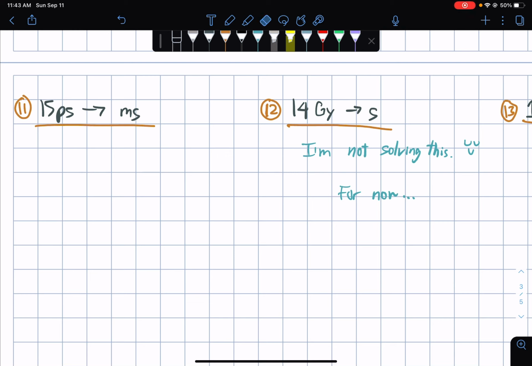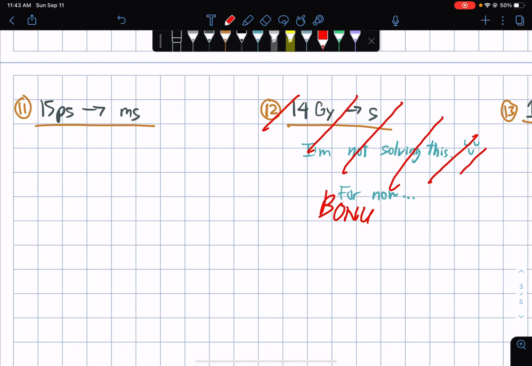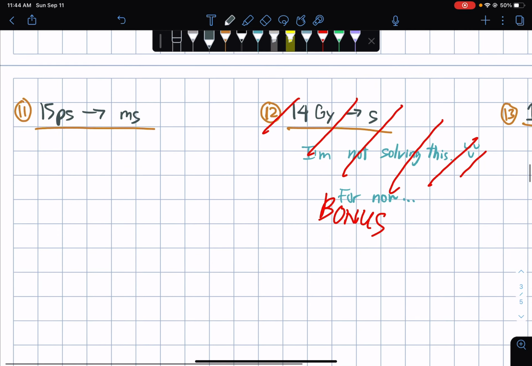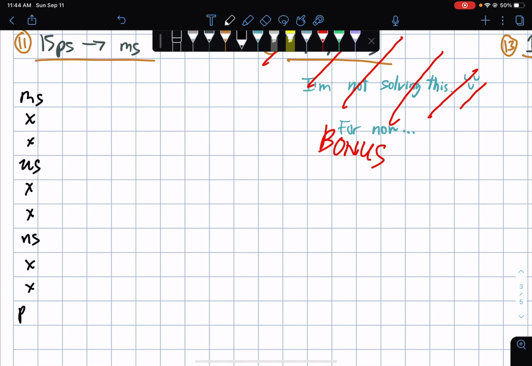So, this is an actual bonus. Feel free to answer it at your own pace. Alright, for number 11, 15 PS to microseconds. So, let's say... No, this is not microseconds. Oh my goodness. This is milliseconds. So, milliseconds, microseconds, nanoseconds, and picoseconds. So from picoseconds to microseconds, of course, we're going up. What is going up? Divide.